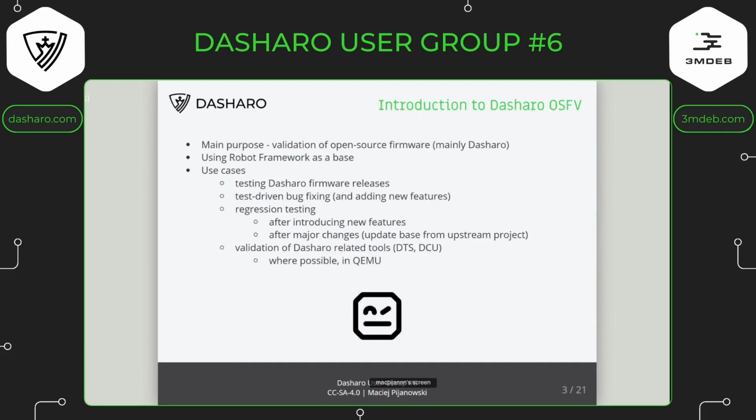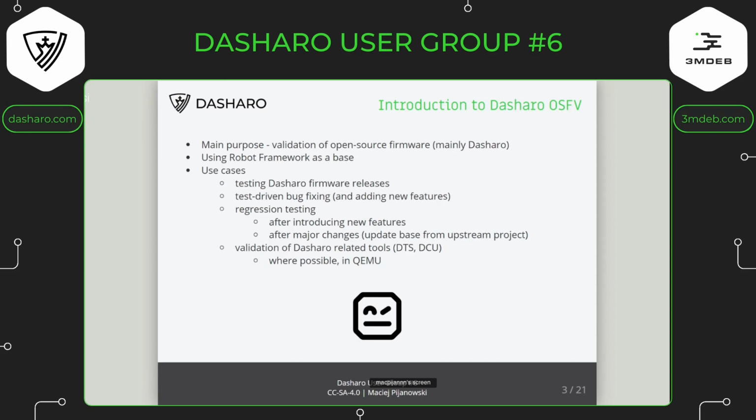So what is Dasharo open source firmware validation? It's basically a test framework we've been developing over the years. We've open sourced it like 1 year ago. Obviously, the main purpose of that one is to validate open source firmware as a namespace, but realistically we are validating Dasharo firmware only right now. We are using Robot Framework as a base for that framework.